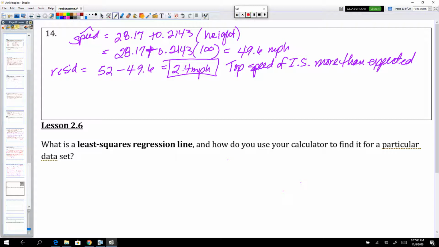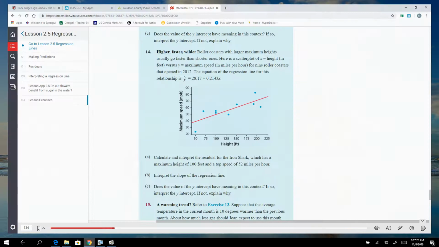It's actually, if we want to be specific, 2.4 miles per hour more than expected, based on the regression line. Okay, that's the interpretation statement. So that's part A. Let's look at part B for this question.